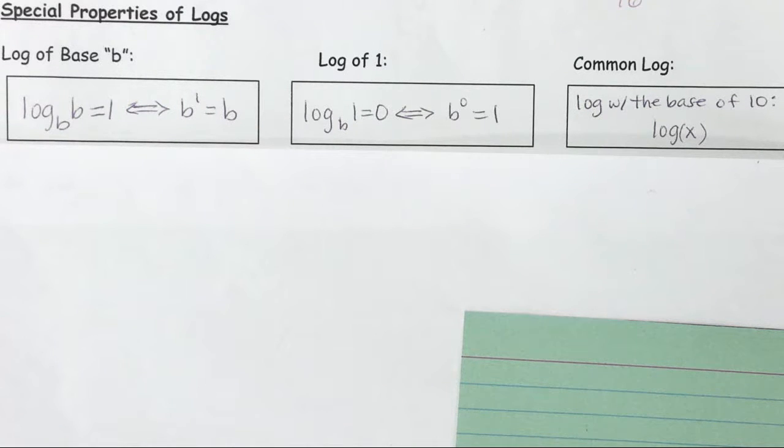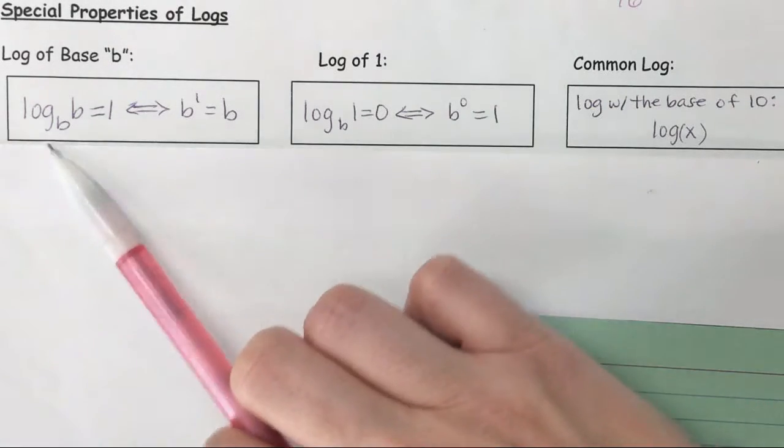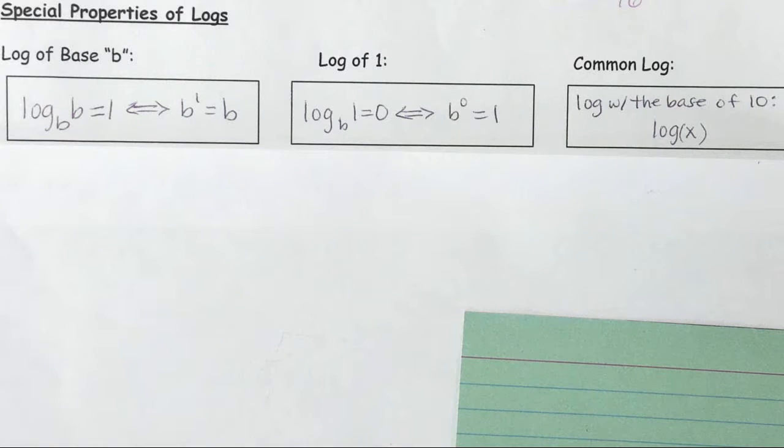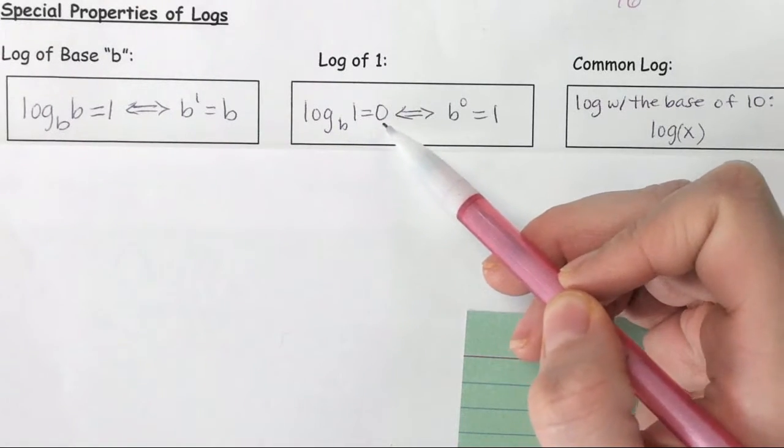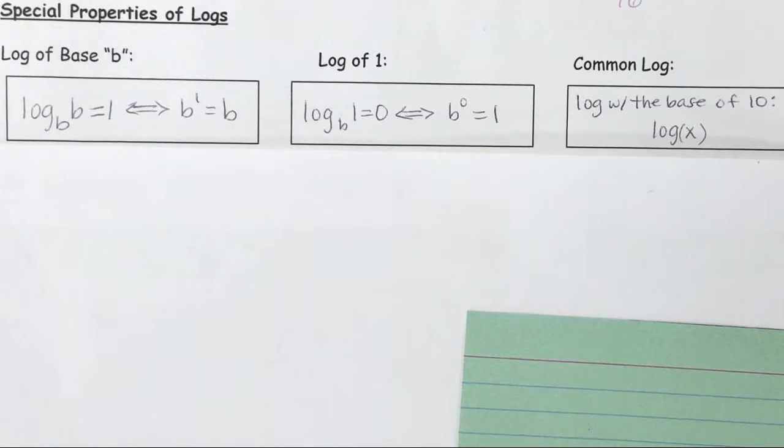But that makes sense, right? Because b to the first power is going to be b. Anything to the first power is going to be itself. So that's what the first law is telling us, that anything raised to the first power is itself. That's why log base b of b is 1. Now, if you have the log base b of 1, it's going to equal 0 because anything to the 0 power is going to be 1.